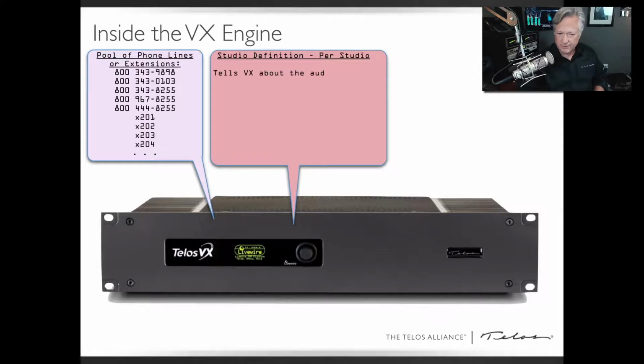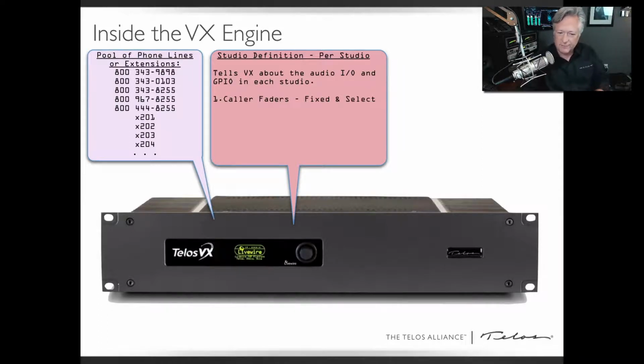Next is the studio definition. For every physical studio, we need to define, that is, tell the VX what the studio has for inputs and outputs and GPIO. So these are fixed channels that tend to not change. We're going to have the same audio console in a given studio. We're going to have the same xNode. We're going to have the same audio path to each physical studio because those don't change.